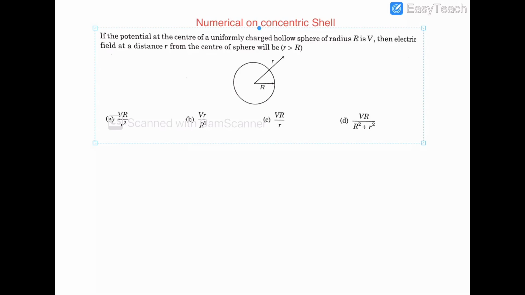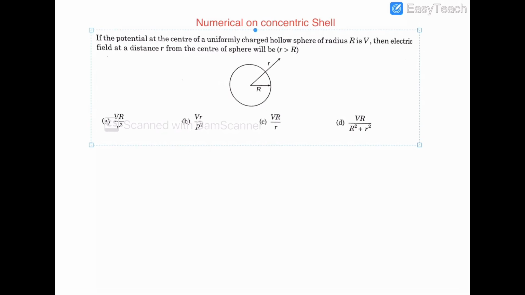In the third question, we are given a uniformly charged hollow sphere of radius capital R and its potential at the center is given as V. Then the electric field at distance small r from the center of the sphere is what we need to calculate. So we need to calculate the electric field at distance r from this hollow sphere.